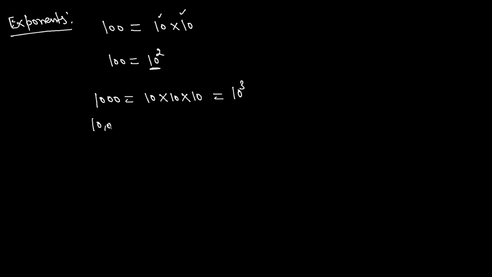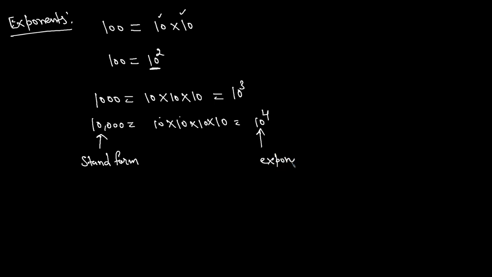How about 10,000? So 10 times 10 times 10 times 10. So the base, which is 10, is raised to power how many factors? 1, 2, 3, and 4. So those are the exponents. This form is called the standard form of the number, and this form is called the exponent form of the number. Let's say 8. 8 can be written as 2 times 2 times 2. So 8 is the standard form, and the exponent form is 2 raised to power 3.